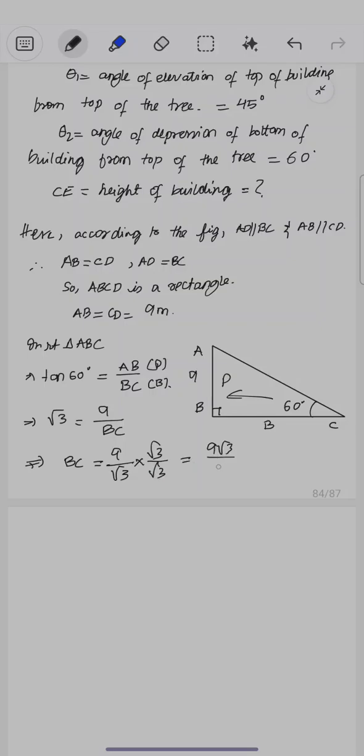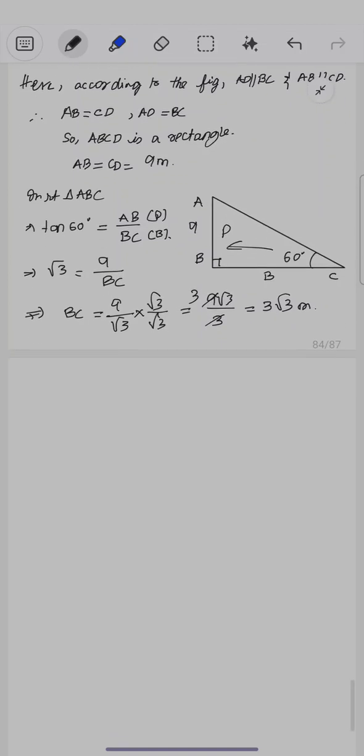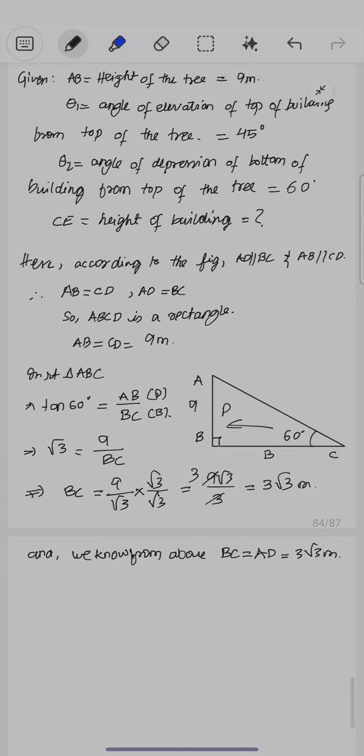9 root 3 divided by root 3 into root 3 is 3, and our answer will be 3 root 3 meter, which is BC. And we know from above that BC is equal to AD, which is 3√3 meter.